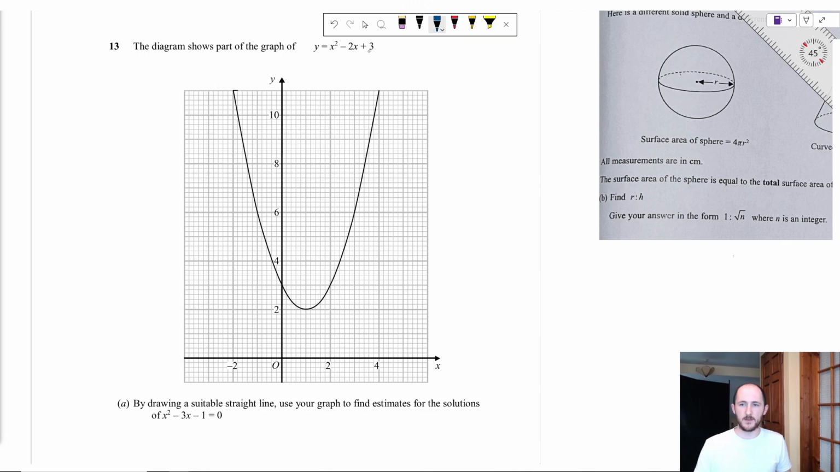So what you're going to have to do is work out what the equation should be. So I'm going to write x squared minus 3x minus 1 equals 0 over here.